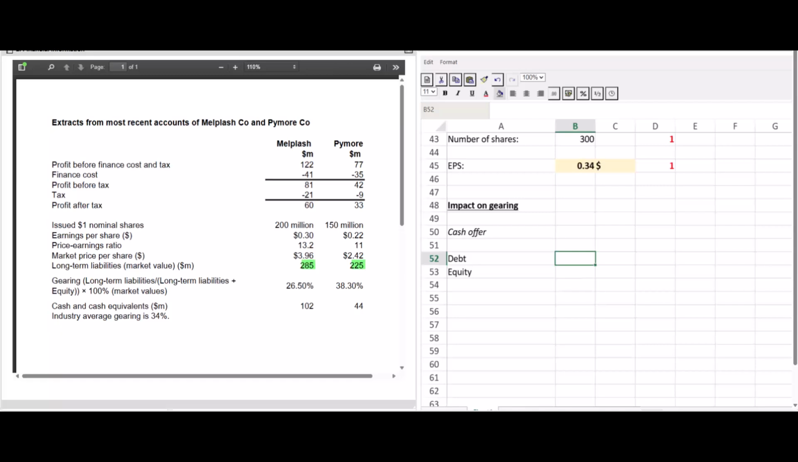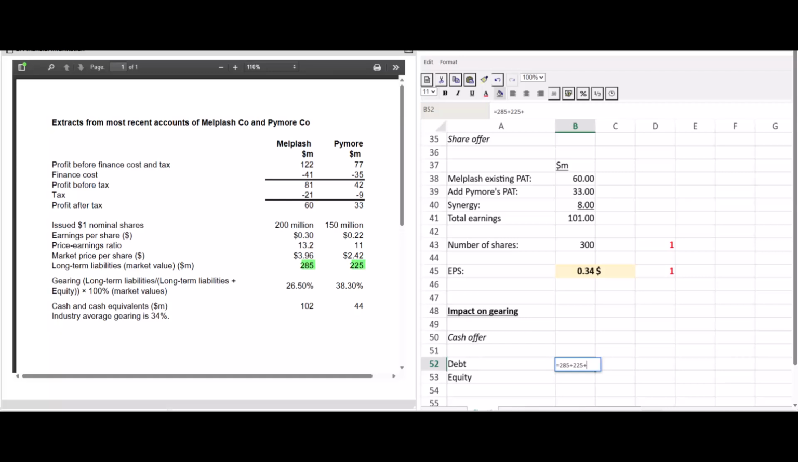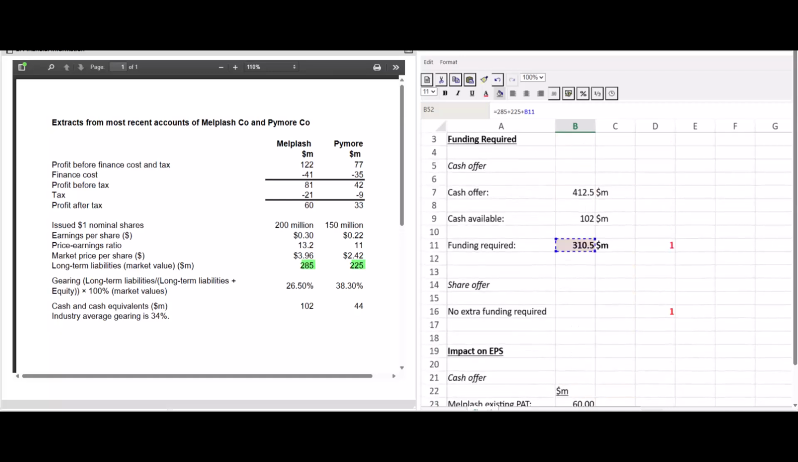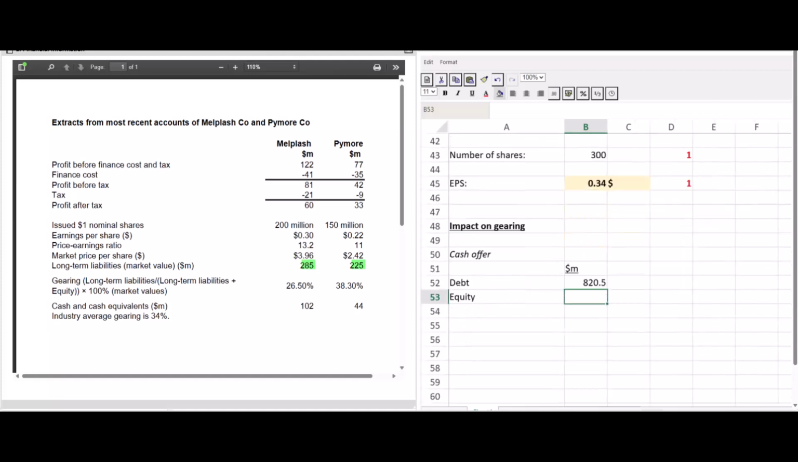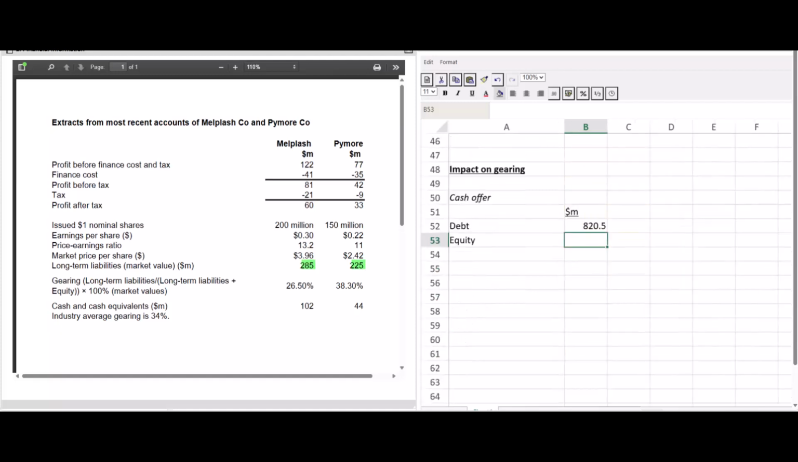So our debt balance is going to be the 285 plus the 225 plus that number we worked out earlier, 310.5. And that'll give us the value of debt, which is 820.5 million. Again, we can label that as million. Okay, so that's a good start for our debt. Now for our equity, how are we going to work out the value of equity in the business?